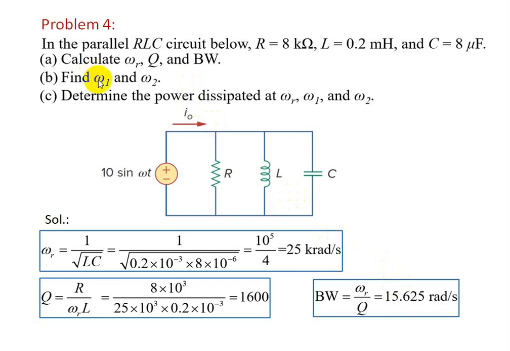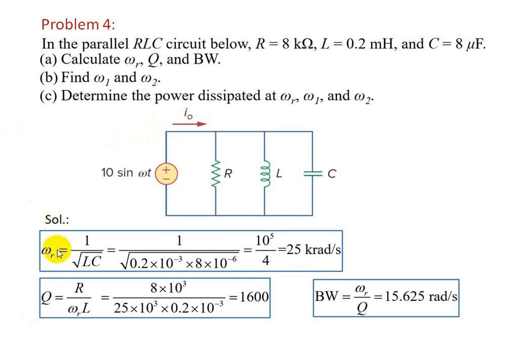Now coming to the problems. In a parallel RLC circuit shown below, the resistance R is 8 kilo ohm, L is 0.02 millihenry, and capacitance is 8 microfarad. A. Calculate omega r resonant frequency, Q factor, and bandwidth. B. Find omega 1 and omega 2. And C. Determine the power dissipated at resonant frequency omega r, omega 1 and omega 2. So this is the circuit and the supply is 10 sin omega t, and I is the supply current.